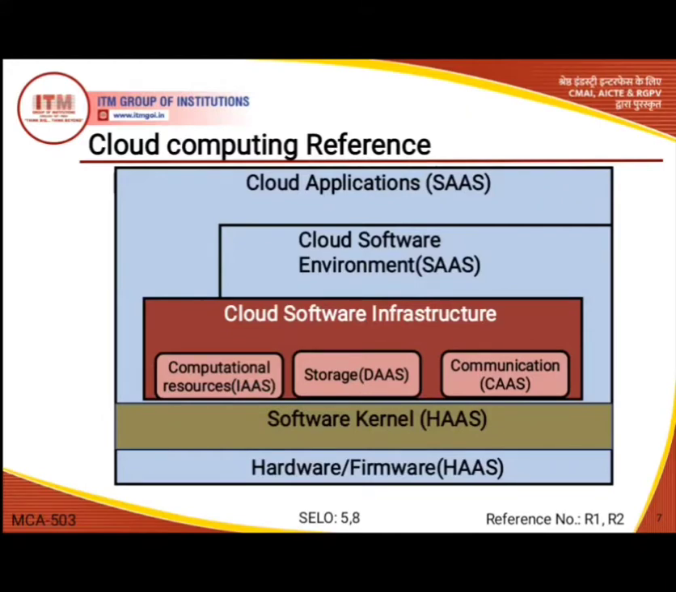So this architecture is generally based on some specific layers. As you can see in this diagram, to develop the cloud computing logical architecture we require first of all a decomposition of the layers of cloud architecture, and these layers are generally divided into the cloud application layer, cloud software environment layer, and cloud software infrastructure layer, which is further divided into some specific services, and in my coming video we will discuss these services in detail. And then the software kernel and hardware and firmware layer.